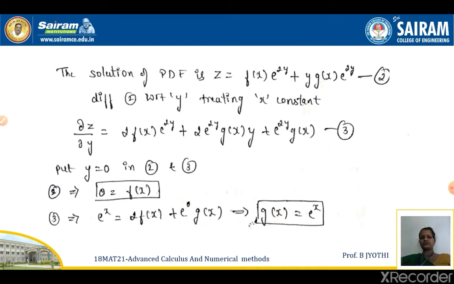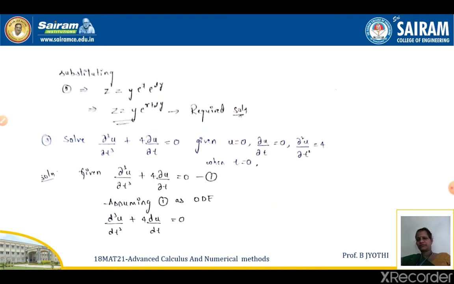This can be substituted in the second equation. So when we substitute in the second equation, z is equal to y e power x plus 2y, or z is equal to y into e power x into e power 2y, that is given by e power x plus 2y. This is the required solution.